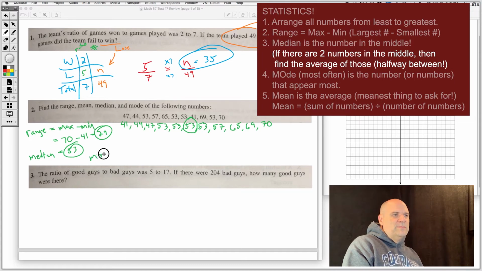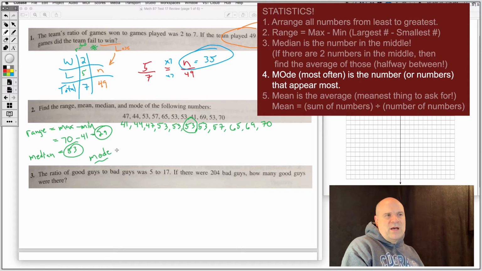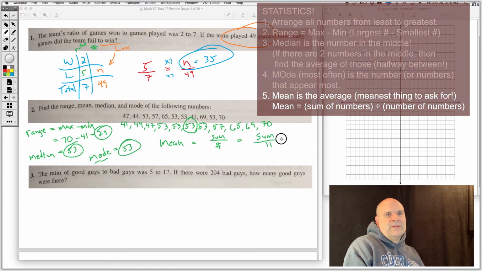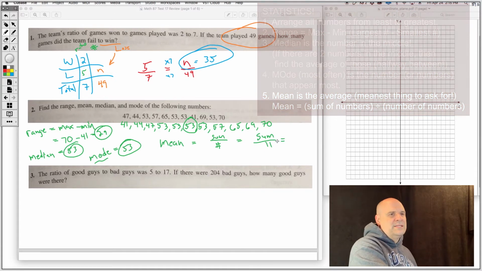All right, mode is what appears most often. So what appears most often? Well, that was 53. There's 4 of those suckers. Okay, and then your mean is the meanest thing I could ask you to do, and that's finding the average. So you're gonna have to add all these up and divide by the number of numbers. Okay, so that's your sum, whatever that is, divided by 11, and that equals, well, let's add those up.